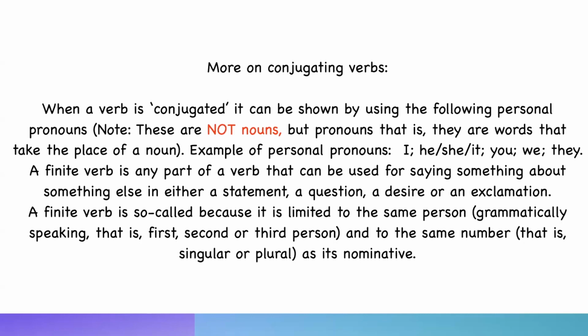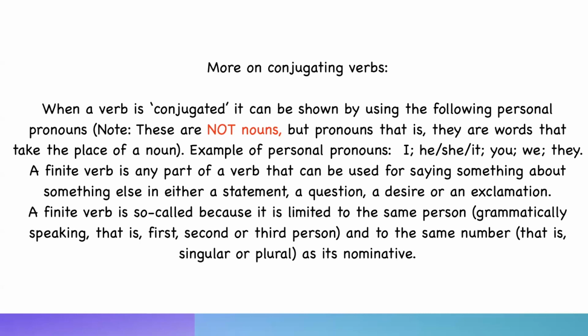More on conjugating verbs. When a verb is conjugated, it can be shown by using the following personal pronouns. Please note, these are not nouns, but pronouns. That is, they are words that take the place of a noun. Examples of personal pronouns include the words I, he, she, it, you, we, or they.